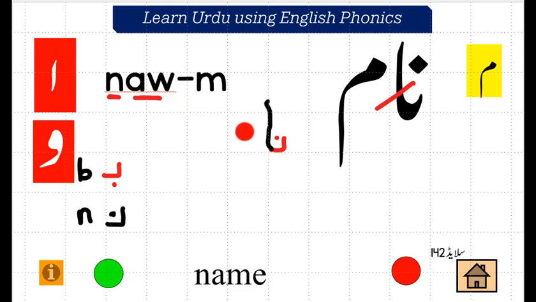Okay, let me write it for you so that it becomes a bit clearer. Na. And over here, I have to start something like this. Nam. Okay. So it's a bit sloppy. Just ignore this one. Nam. Okay. Nam means in English that's a name. In Urdu we say it's nam.